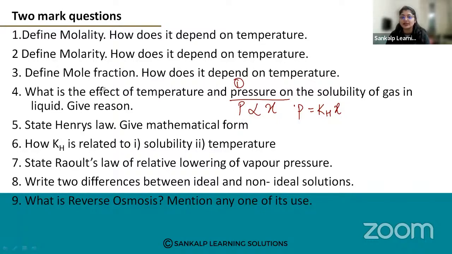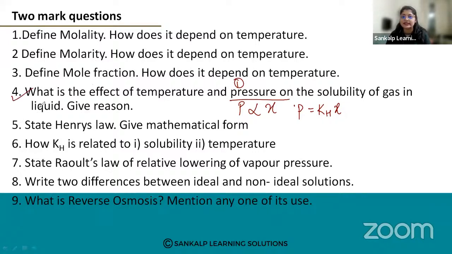So how is the effect of temperature on the solubility of gas? As there is an increase in the temperature of the water, the solubility of the gas will decrease. Because the kinetic energy also increases, the gases escape from the liquid. So this is the effect of temperature and pressure on the solubility of gas. These are the 2 points you need to write.